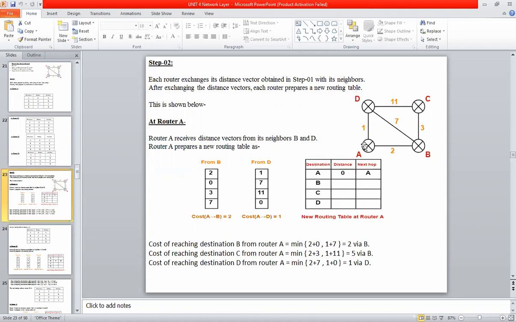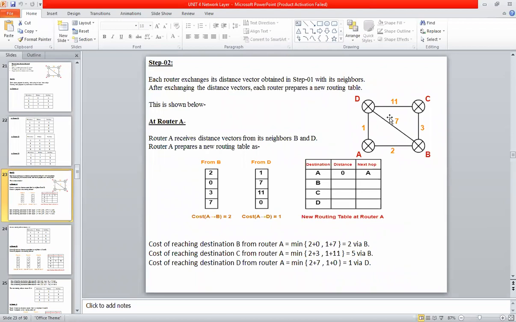This is what we are going to see here: how the new routing table is going to be created. We are considering the same graph with the same routers, A, B, C, and D, and the same weights, but the table will be different. Why will the table be different? In the initial stage, it takes the longest path to reach a particular destination.